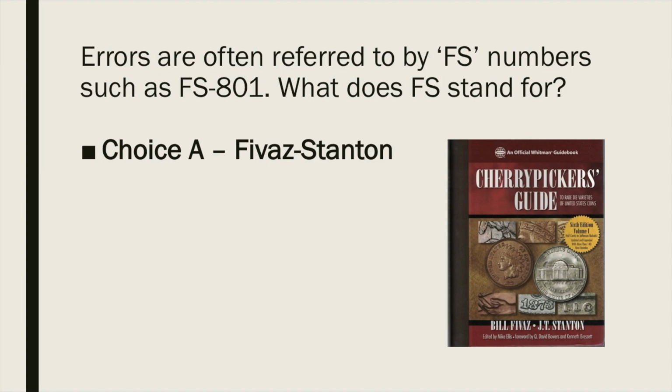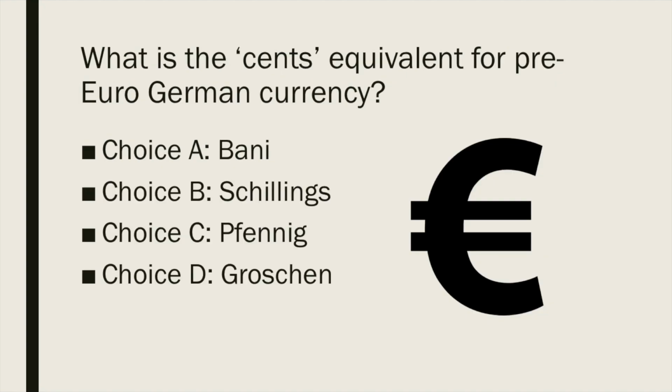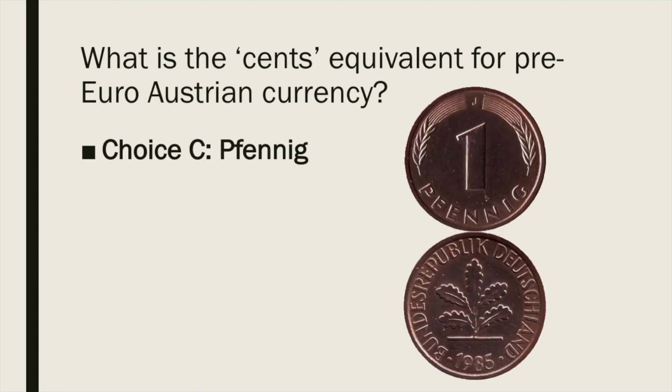They're often associated with cherry picker coins, and it's just a good way of system ordering, basically. The next up is, what is the cents equivalent for pre-Euro German currency? Here's our world coin question. Choice A is the Boni, choice B is the Schilling, choice C is the Pfennig, and choice D is the Groschen. And our answer is choice C, the Pfennig.